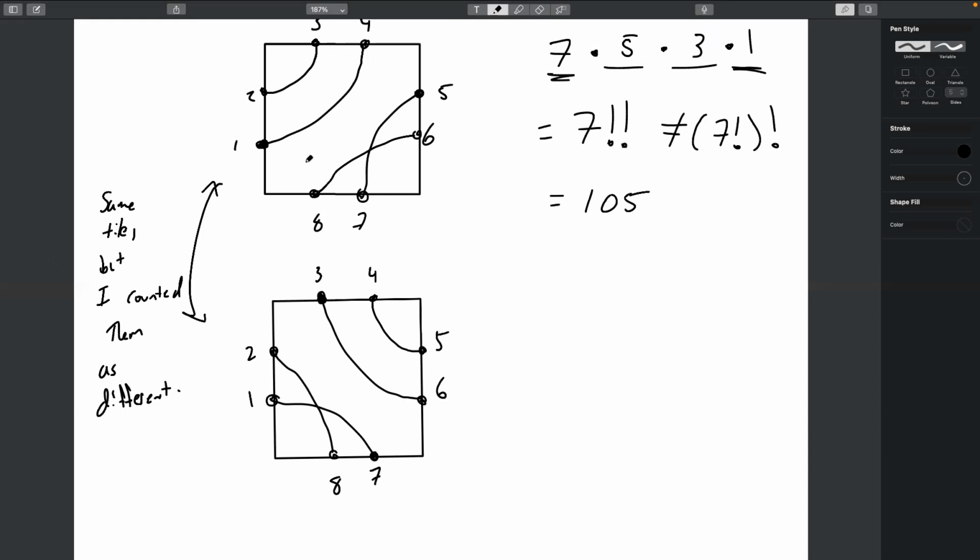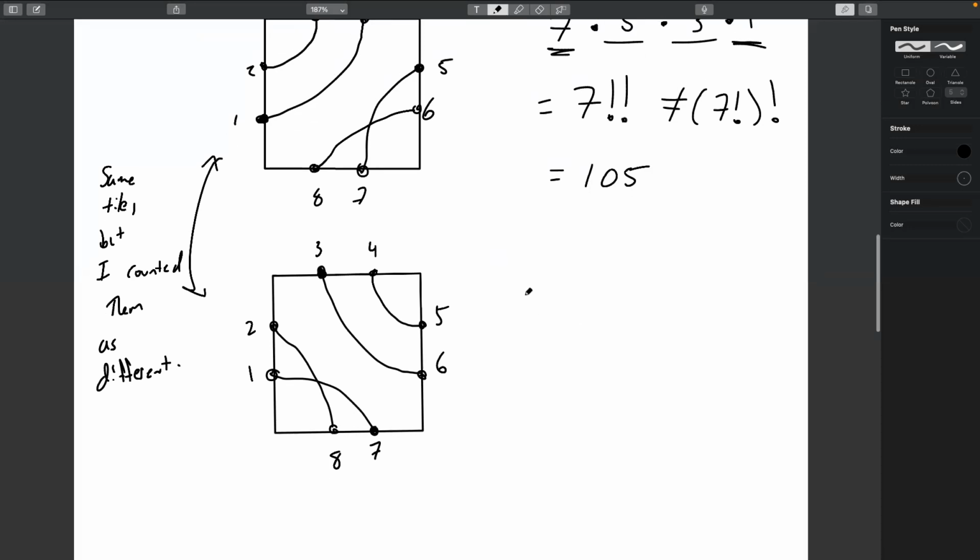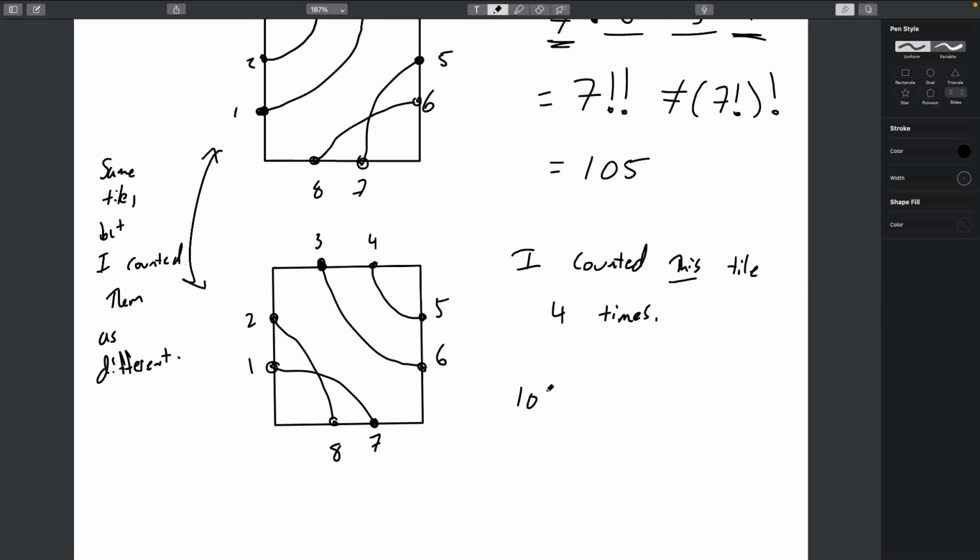So how many times do you think? This is at least twice I counted this tile. How many times do you think that I counted this tile when I should have only counted it once? Hold up fingers. How many times? Seems like 4 times. So I counted this tile 4 times. So maybe we should just do 105 divided by 4.